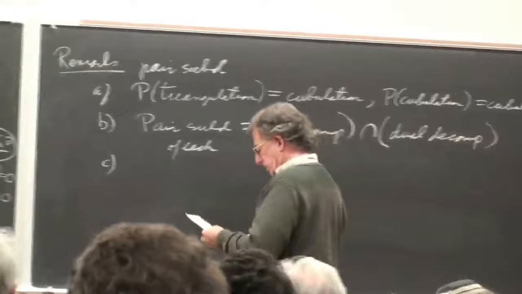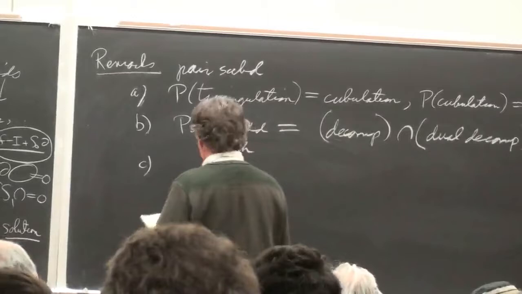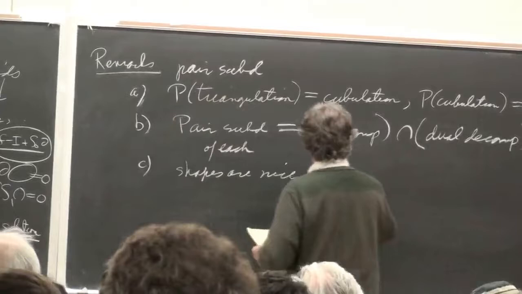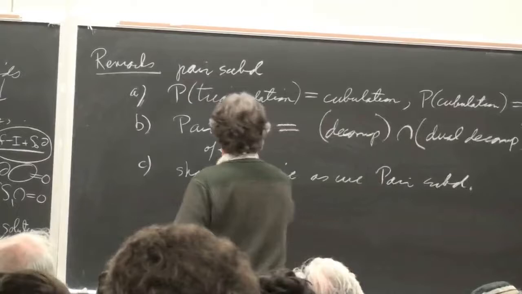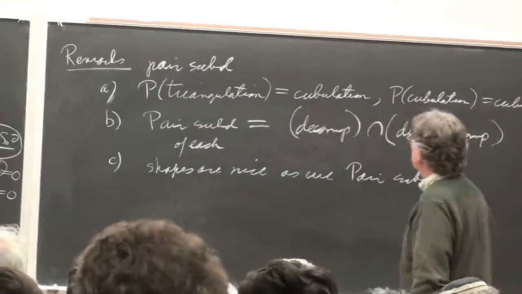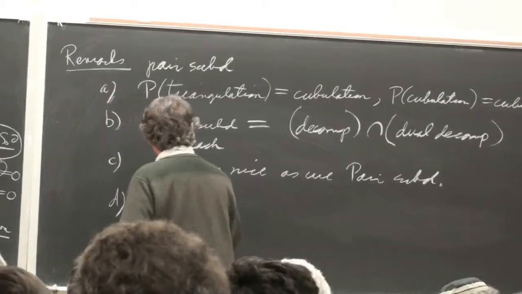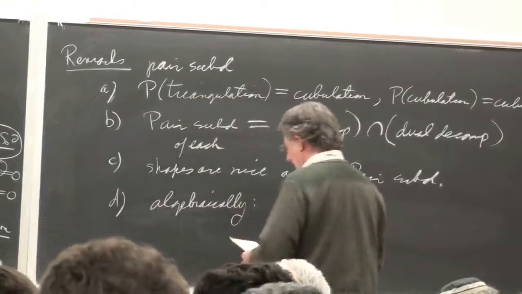So, how do I write? Shapes are nice as we pair subdivide. Now that's what it gives. This is like an analytic point. This is some kind of symmetry point. This is a familiarity point. And then this is an algebraic point. So algebraically, there's a nice property.